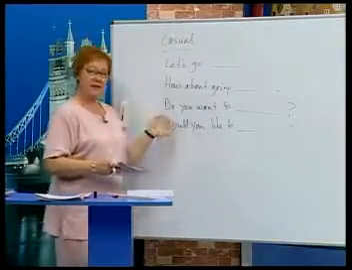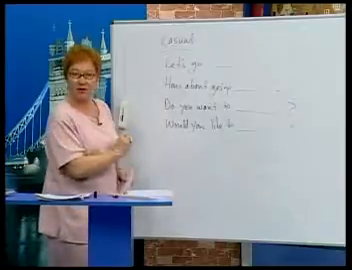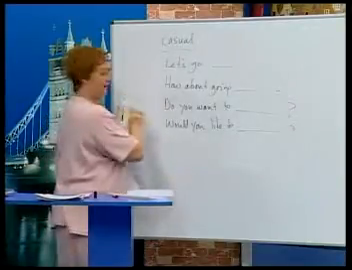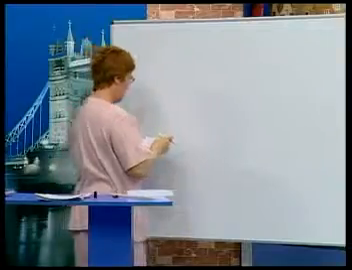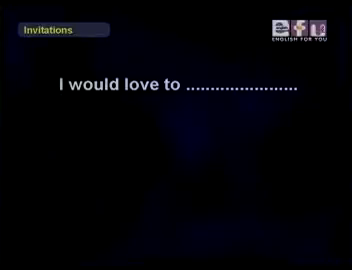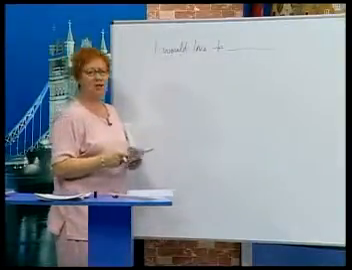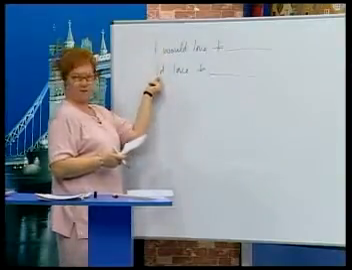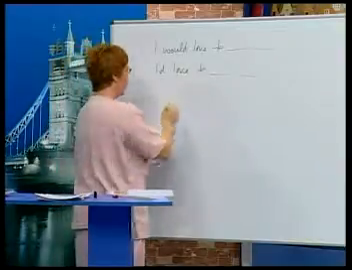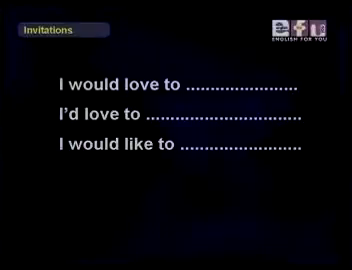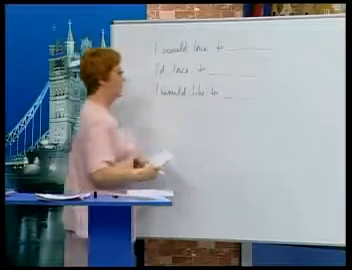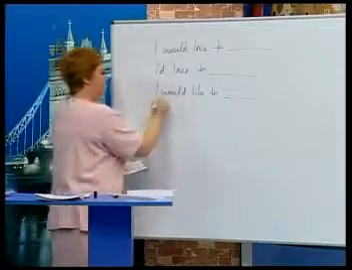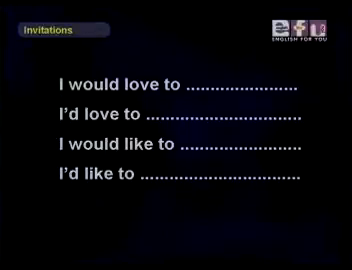Now, these were the invitations. Let's look at how to say yes, politely. I would love to. I would love to have dinner with you. Or I'd love to. These are the same, but this one is shorter. I would like to have dinner with you. And again, we make it shorter. I'd like to.